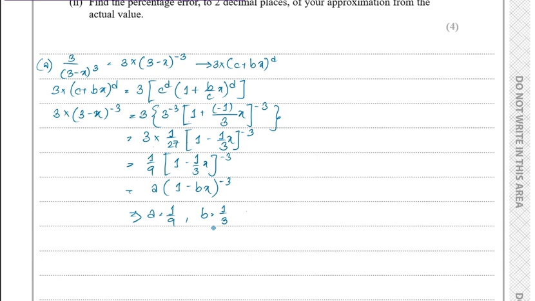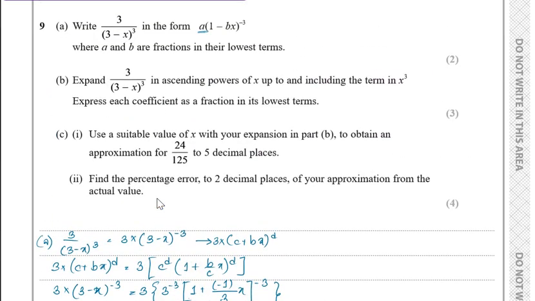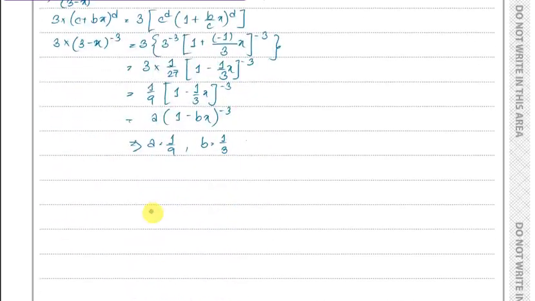For part B, they have asked us to expand the expression. So for part B, the expression was 3 by 3 minus x to the power 3, and we know this is equal to 1 by 9 bracket 1 minus 1 by 3x to the power minus 3. So this is actually in this form.